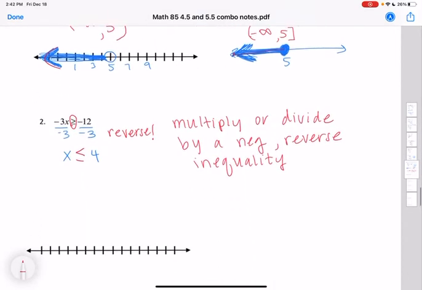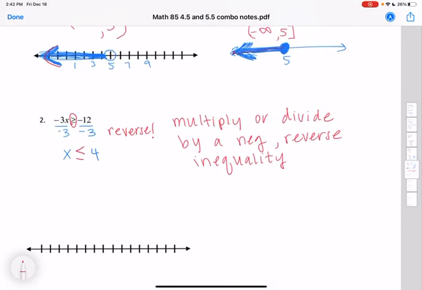Okay, interval notation for this one is it is at that 4, right? And we are including that 4, so it'd be a hard bracket. And it starts at negative infinity, which would be a soft parenthesis.